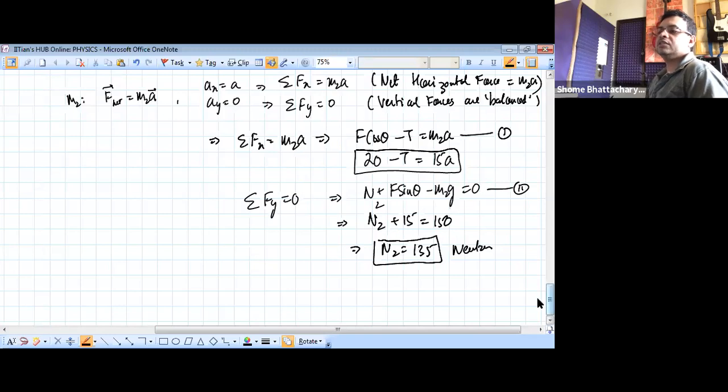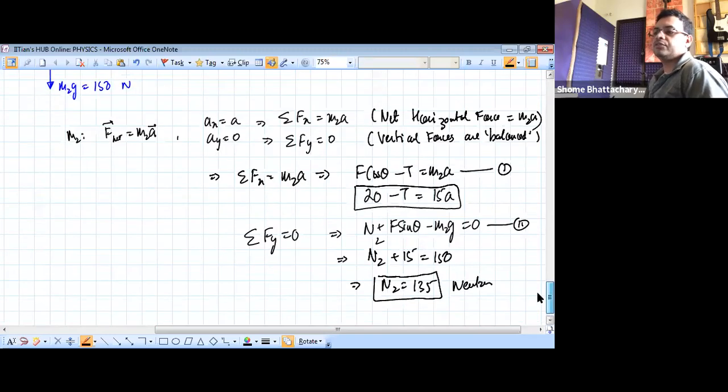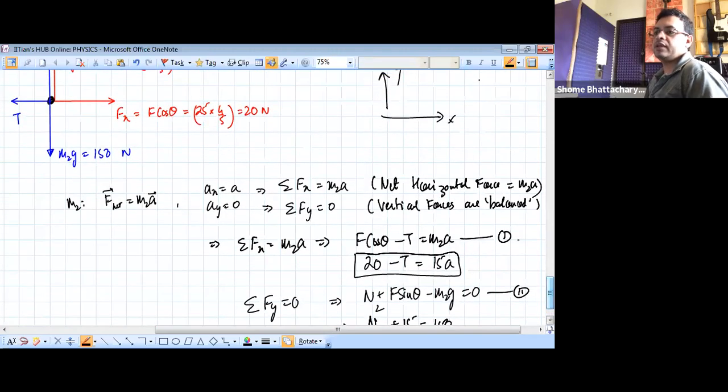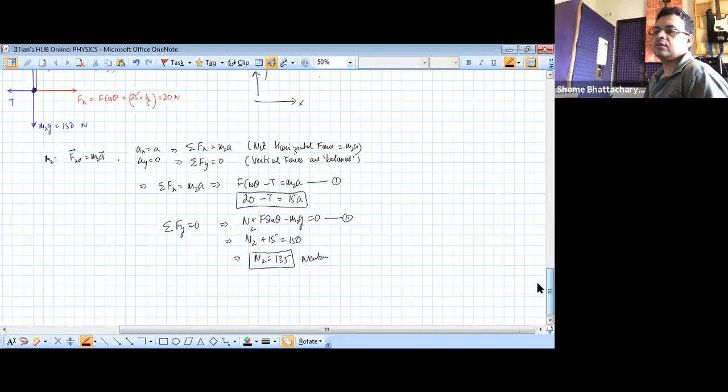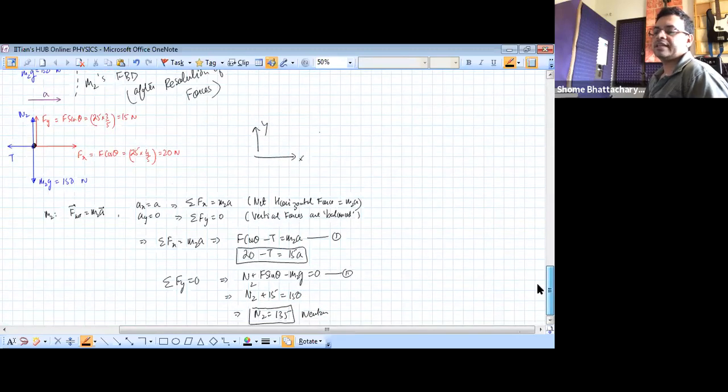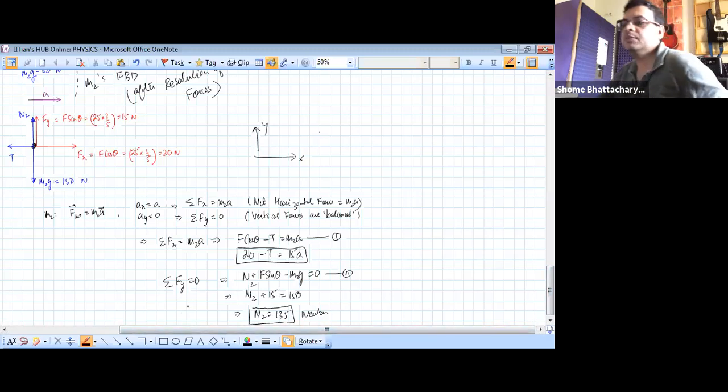So the second equation is giving us a direct result, whereas the first equation has two unknowns, so we have to tag it with another equation to solve it. This is the complete solution of Newton's second law applied to the second block, M2. But it's not giving us a conclusive result yet because there are two unknowns, T and a. When we tie it together with the solution of the first block's equations, we'll be able to find out how much the tension T is and how much the acceleration a is.